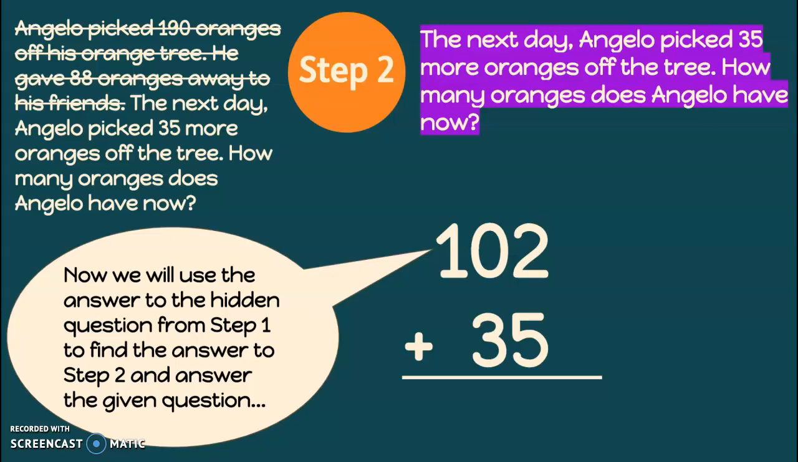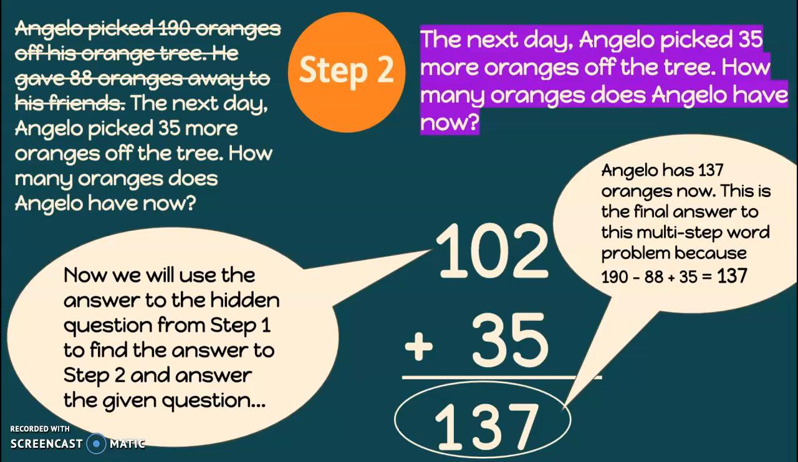So we have 102 plus 35. If I look at my ones, I know that 2 plus 5 gives me 7. I know that 0 plus 3 gives me 3. And 1 plus 0 gives me 1, leaving me with an answer of 137. Angelo has 137 oranges now. This is the final answer to this multi-step word problem because 190 minus 88 plus 35 gives us a total of 137.